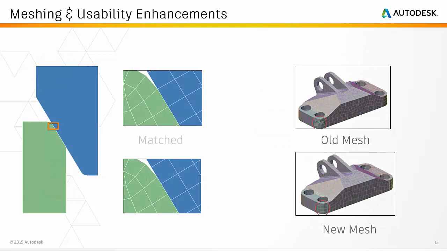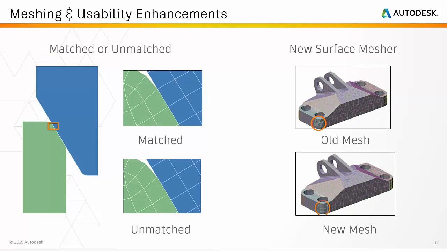Now, let's start focusing on surface mesh related improvements. Our legacy surface mesher predominantly created matched meshes between parts because the Simulation Mechanical solvers relied on mesh matching for most contact types. However, mesh matching can reduce the success rate when meshing complex assemblies.